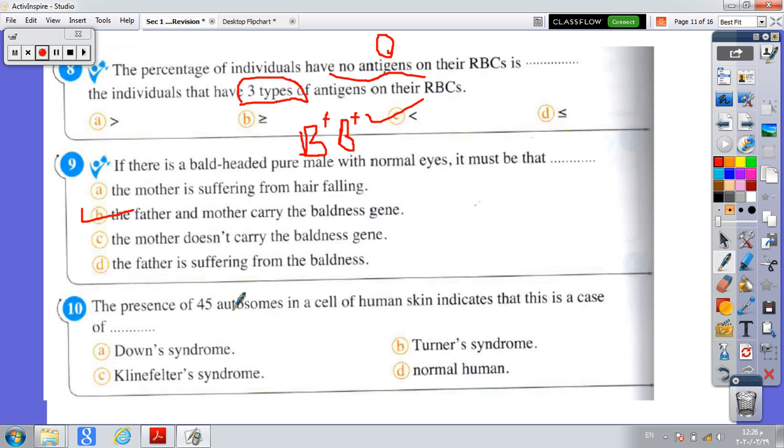Number 10. The presence of 45 autosomes in a human skin cell indicates a disturbance in a somatic cell, so it must be Down syndrome. Down syndrome. While Turner carries 44 autosomes, Klinefelter 44, and a normal human body also carries 44, okay?